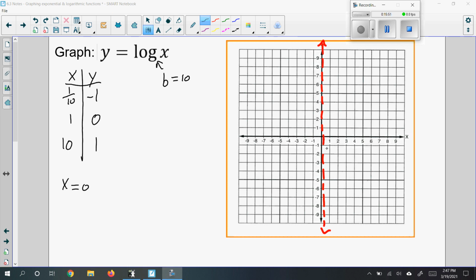(1/10, -1), which is right here. (1, 0), which is here. And (10, 1), which is way over here. So again, this is going to get infinitely close to our vertical asymptote and then kind of flatten out. Okay, so that is our log.